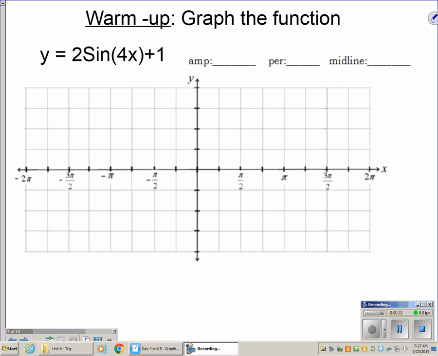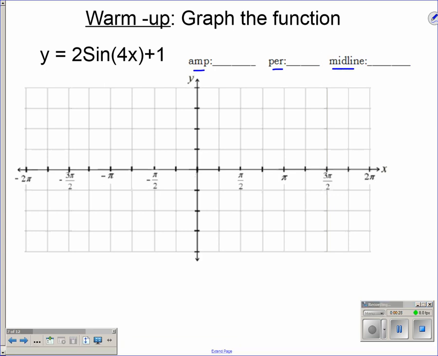Okay? So as a warm-up, let's practice sine, refresh ourselves on that, identify our three things that we need to know, and then talk about how to graph. Okay? So, in this first example, let's talk about the amp. Remember, the amp is just the number in front of your sine. That's what you're multiplying by. So in this case, that's 2.